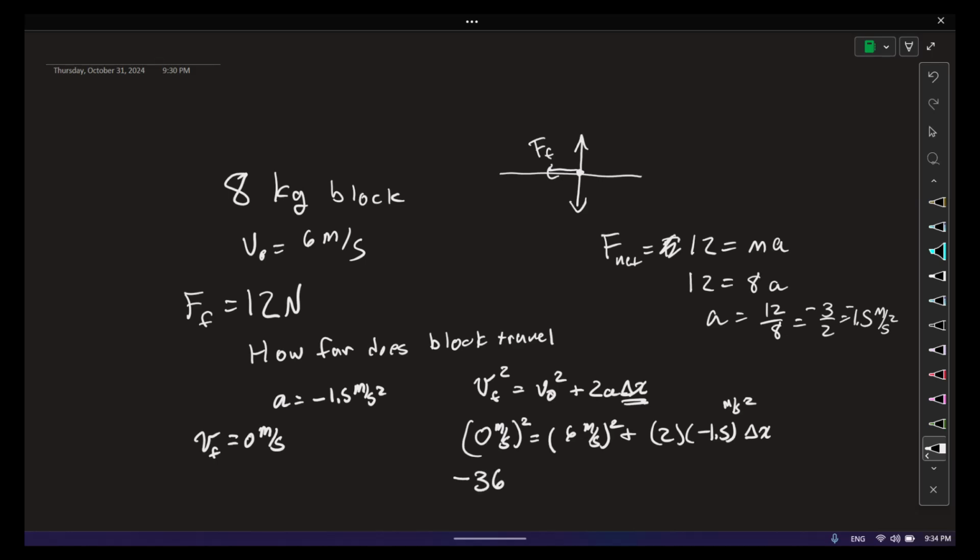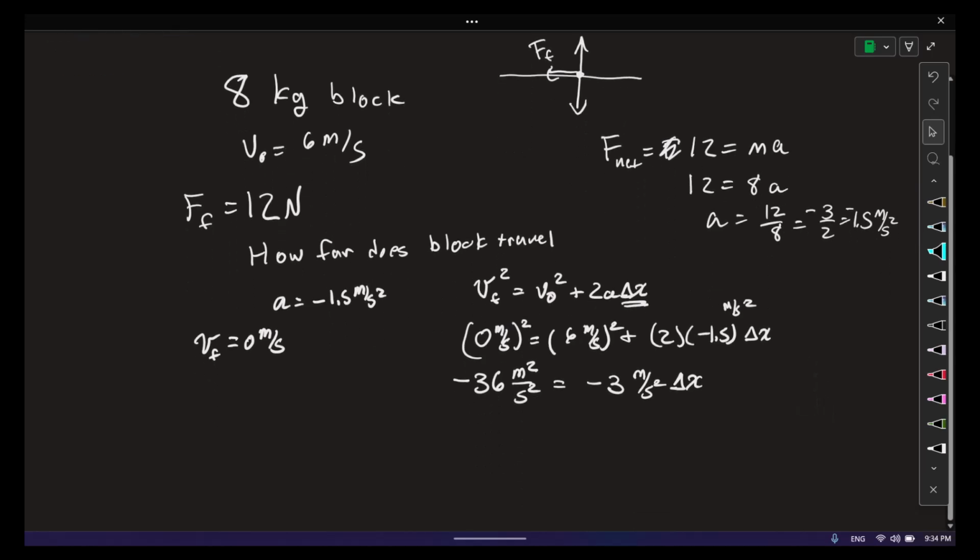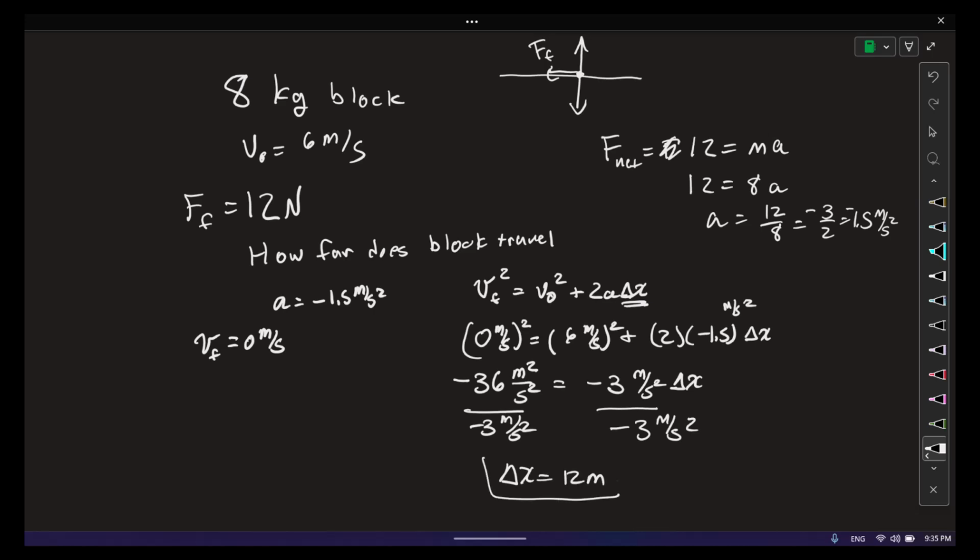or negative 36 meters squared over second squared equals negative 3 meters per second squared times delta x. If you just divide both sides by negative 3 meters per second squared, you get that delta x equals 12 meters. And that would be the answer to that one.